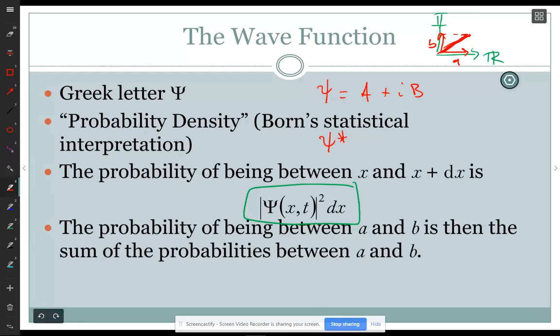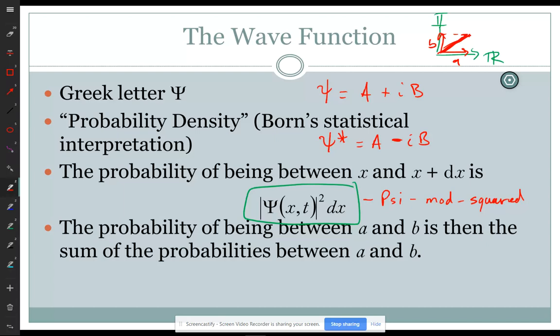That little star means complex conjugate, and complex conjugate means you change the sign of any imaginary value. And this thing here is pronounced psi mod squared, right? You read it the way any normal human would read that who's had math up to a reasonable level: absolute value of psi squared.